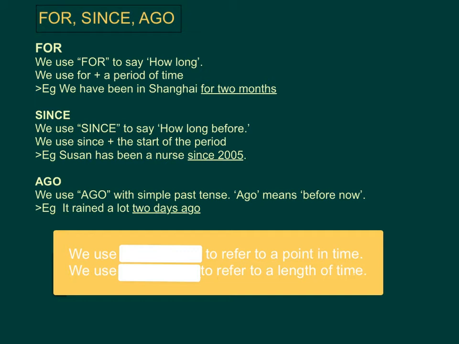Ago. We use ago with simple past tense. Ago means before now. For example, it rained a lot 2 days ago. In general, to refer to a point in time, we use since. And to refer to a length of time, we use for.